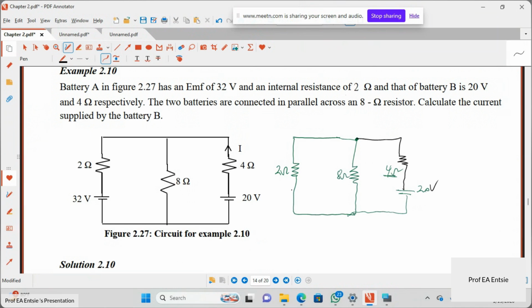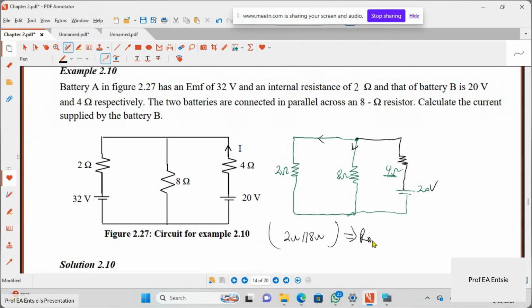So with this, I'm repeating again, I short circuited the 32 volts. So now current is being caused by this 20 volts. Are we okay? Current will flow from this 20 volts, and when it gets here, it will split. So this 2 and 8 are parallel because the current was split. Then the net resistance of these two will be in series with this 4 ohms.